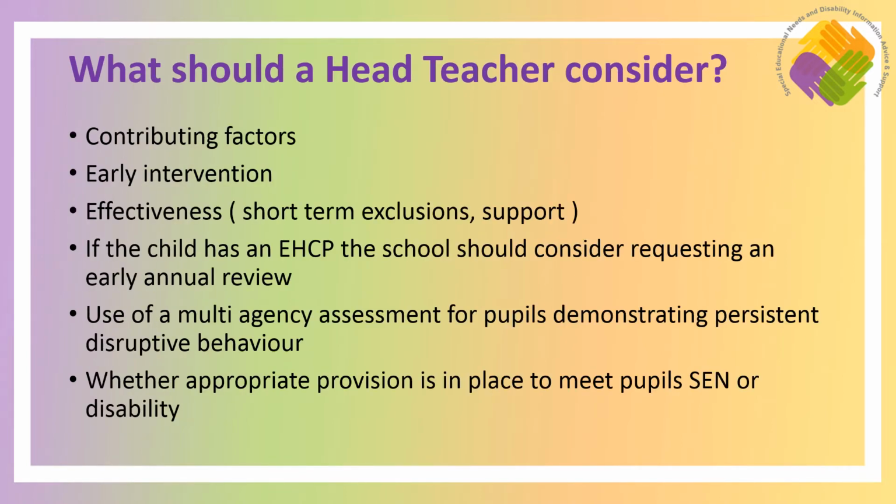But what should a head teacher consider? Well, contributing factors that led to the exclusion. Early intervention. Did they know there was a problem? What was done? Effectiveness. Have there been short-term exclusions? Does there need to be short-term exclusions? What support is in place? And if the child has an education, health and care plan, the school should consider requesting an early annual review, or use of a multi-agency assessment for pupils demonstrating persistent disruptive behaviour.